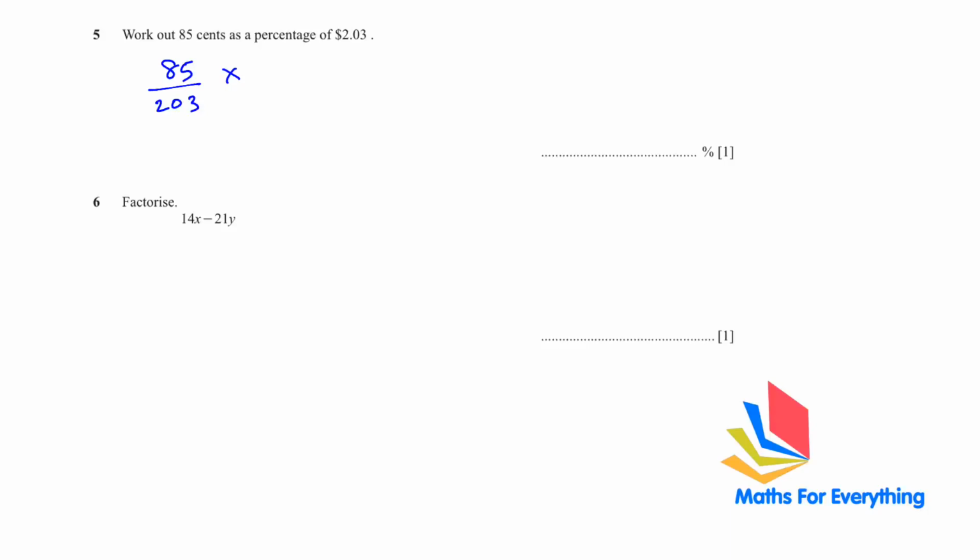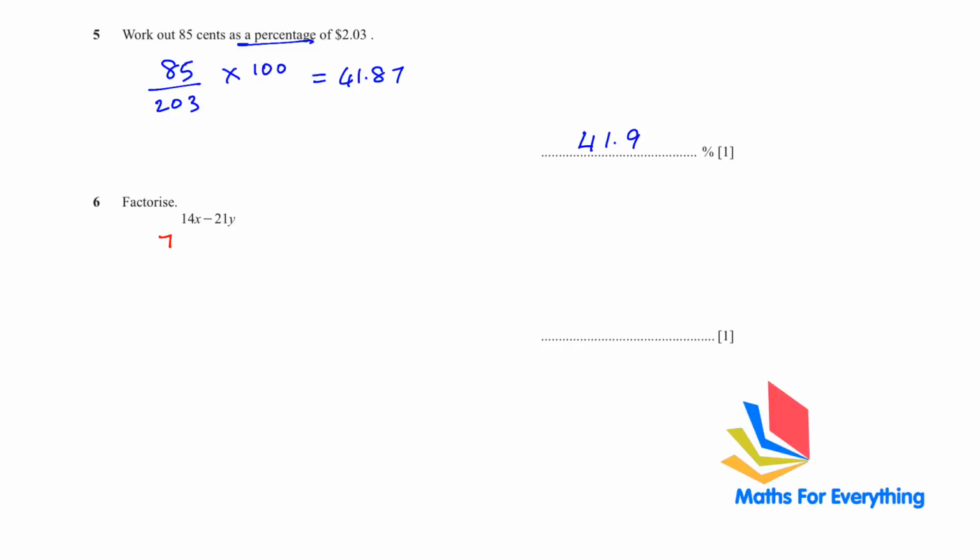And then whenever you want to change to a percentage, we multiply the whole fraction by 100. This will give us 41.87. You can either leave it like that or round it to 1 decimal place, which will be 41.9%. Next question, factorize. You have 14x minus 21y.